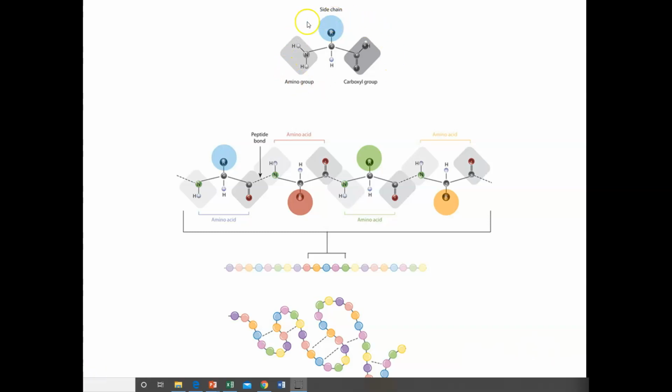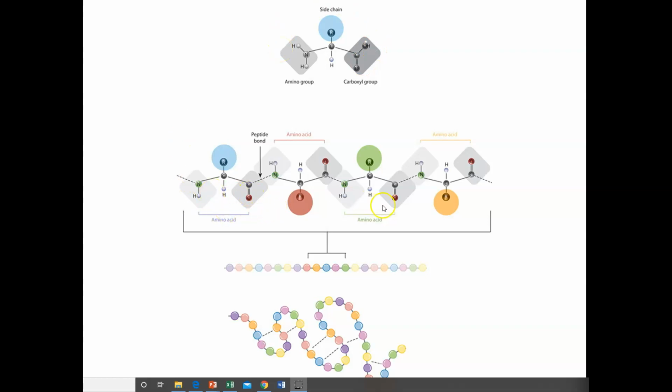First of all, you should recognize what the basic amino acid looks like. Again, we've got our amino group, our alpha carbon, the carbonyl group, a hydrogen, and then the R group. And it's going to be important that you fully understand this structure.